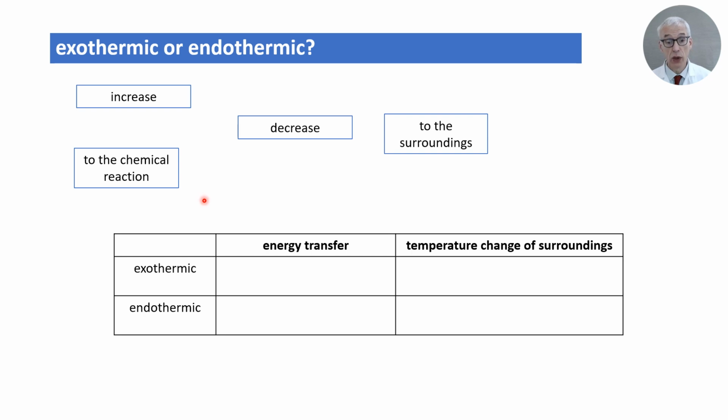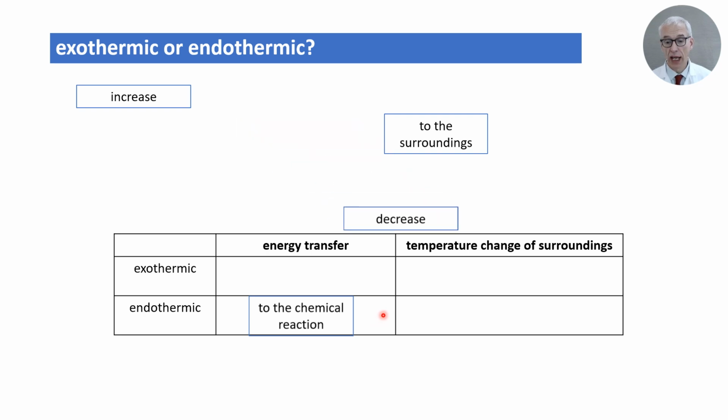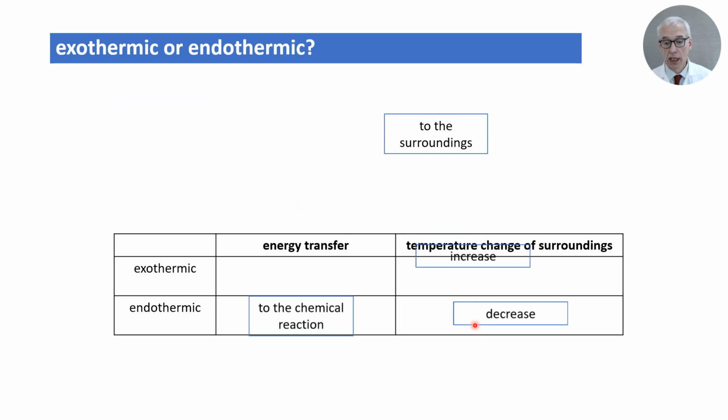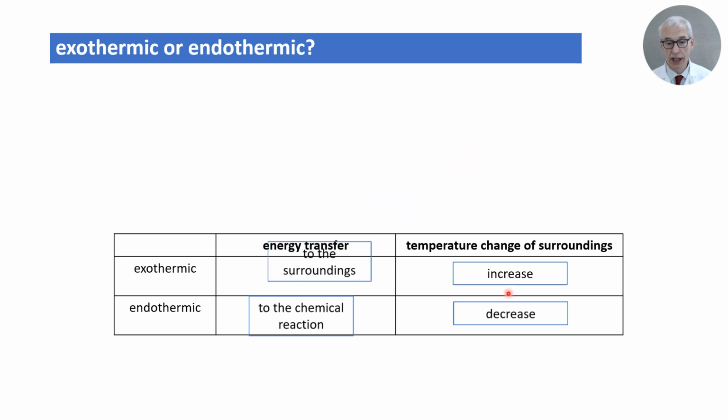Okay, so in an endothermic reaction, energy is transferred to the chemical reaction, and therefore there's a decrease in the surroundings temperature. For an exothermic reaction, of course, there is an increase in the temperature of the surroundings, and that's because energy is transferred to the surroundings.